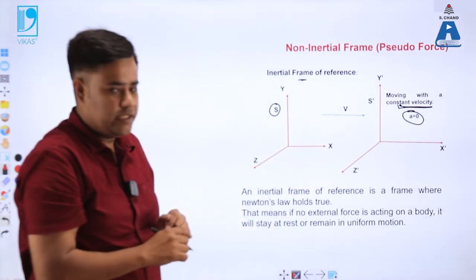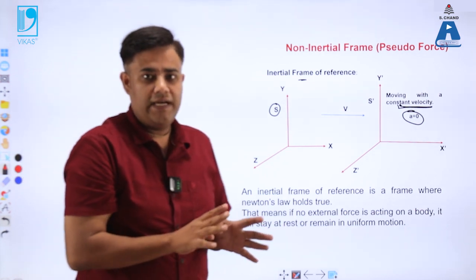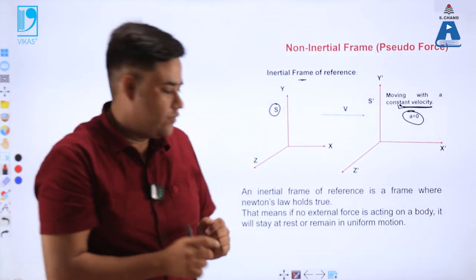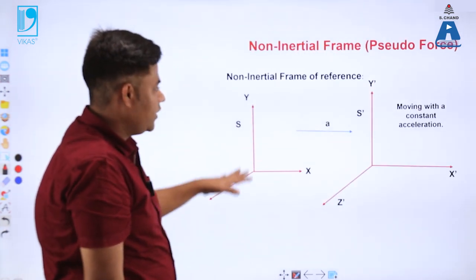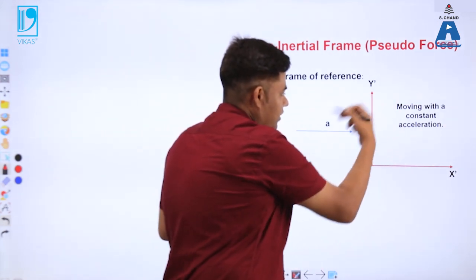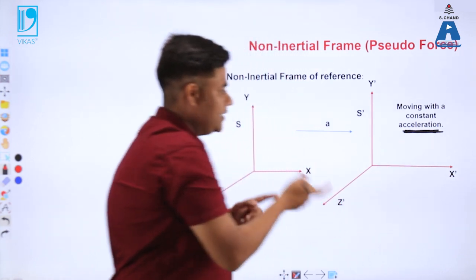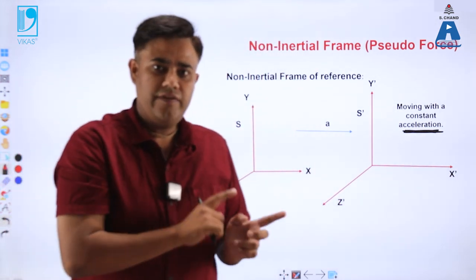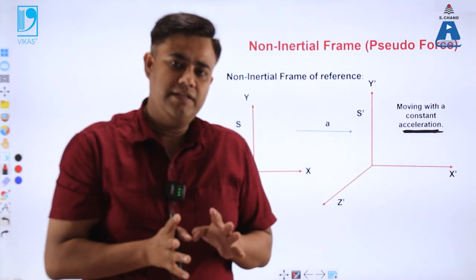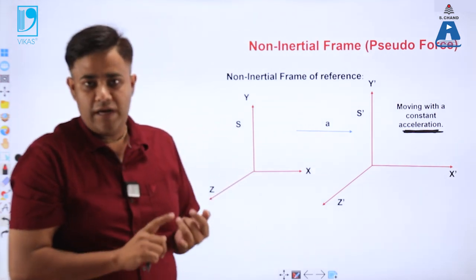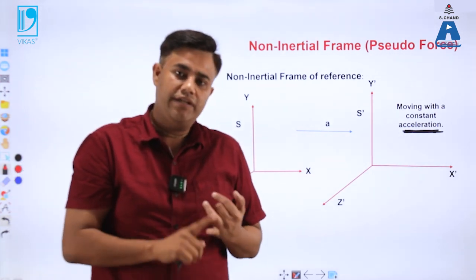Otherwise, if the velocity is not constant, we will say that it is an inertial frame of reference. So, a non-inertial frame of reference would have a situation in which it has a constant acceleration, whereas in the inertial frame of reference, the acceleration of the body is termed as 0. So, if you have a constant velocity, then the acceleration is 0.